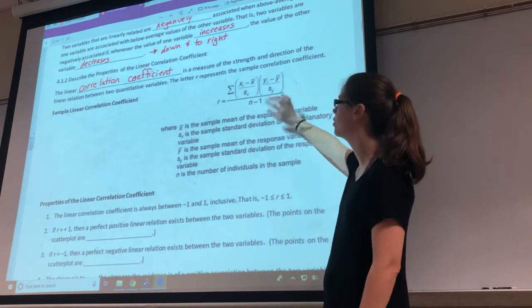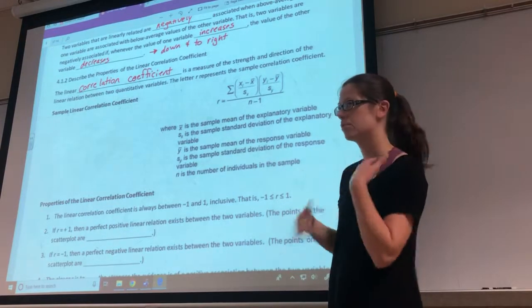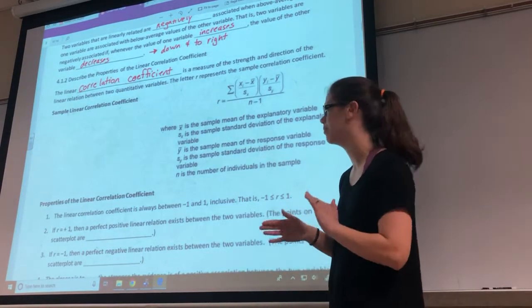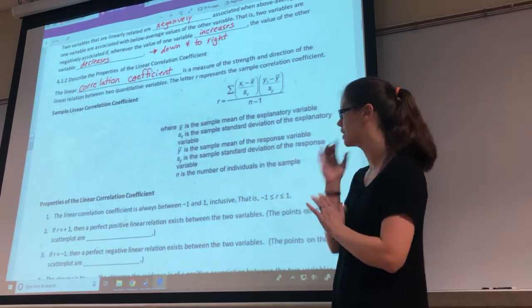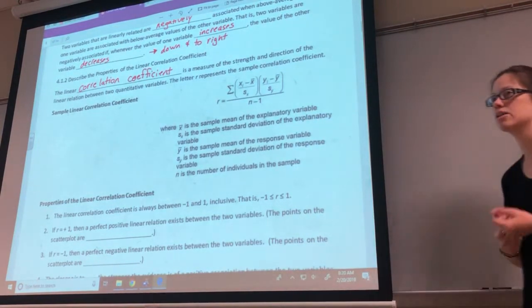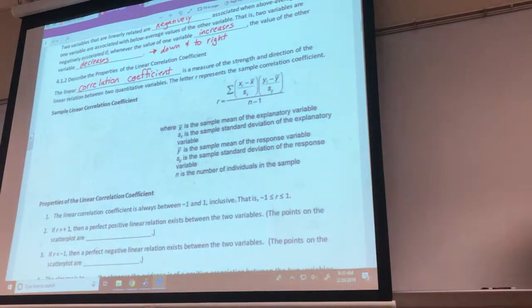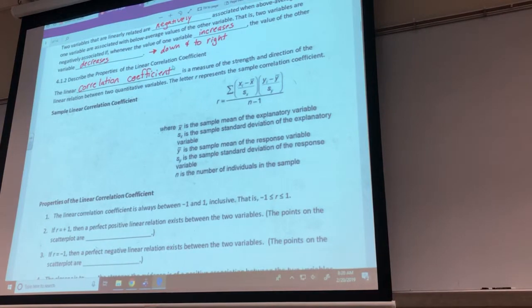I'll show you one example of how they use the formula, just so you can see it, but don't use it, because it takes about 10 minutes to do one problem using this. If you put it in your calculator, it takes like 1 minute, so it's going to save us a lot of time. But that's R, the correlation coefficient. That's what we're going to be finding here.